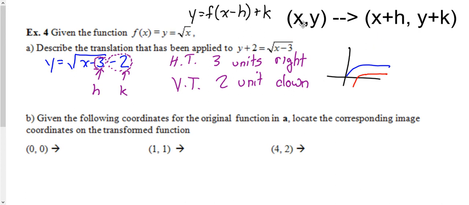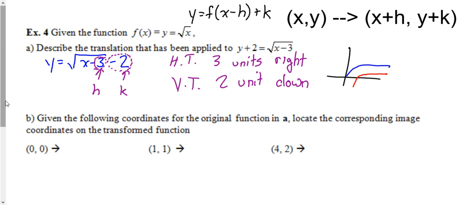So from our original coordinates x, y, we're going to do the following. All h's, h meaning horizontal, is going to affect only your x values. All k's, which is your vertical, is only going to affect all your y values. Okay, so let's take a look here.